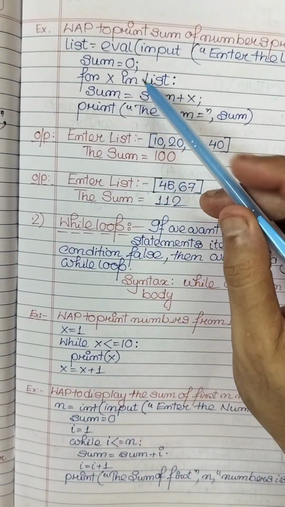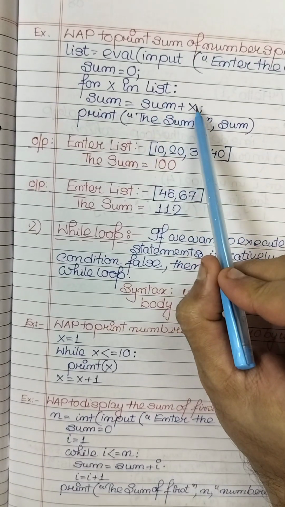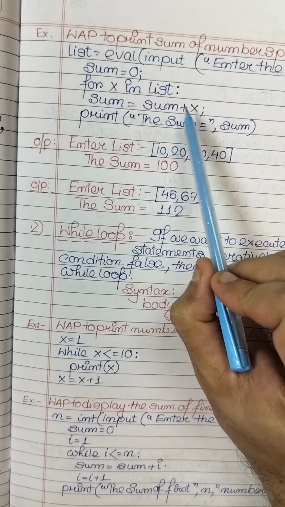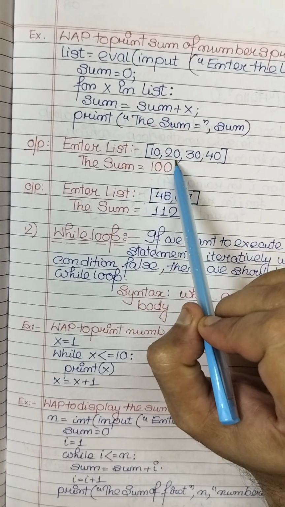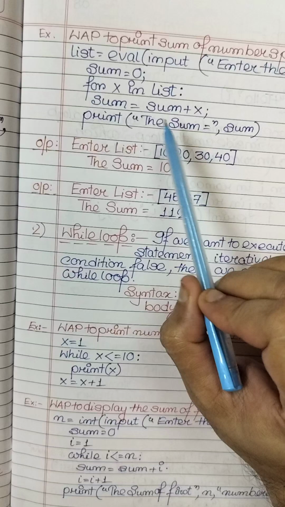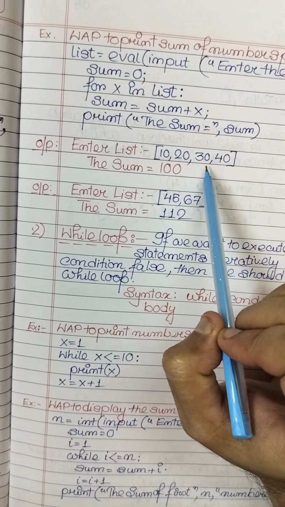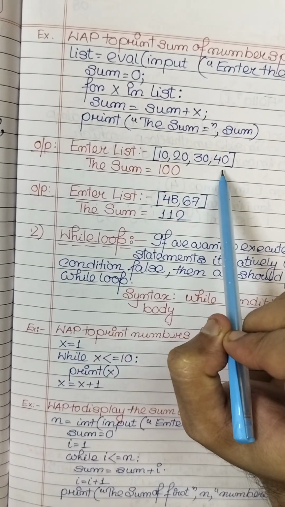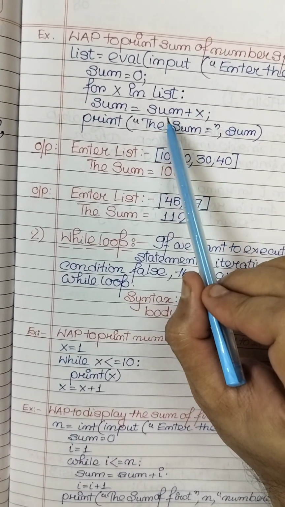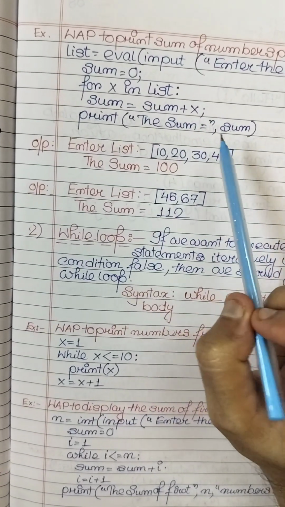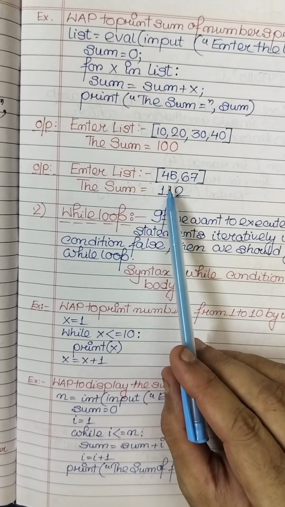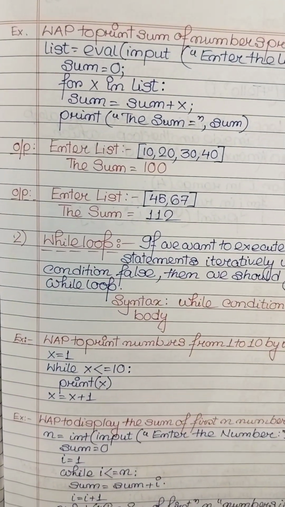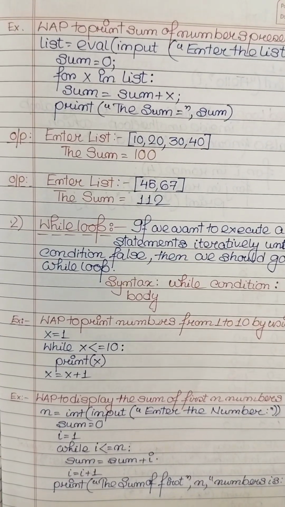That means first, 0 is in sum and 10 comes in x. So 0 plus 10 is 10, and next the value is 20, 10 plus 20 is 30, which will be put in sum. Then 30 comes to x, 30 plus 30 is 60, then at last there is 40, and 60 plus 40 is 100. So 100 is printed. Suppose the list is 45 and 67, the sum is 112.